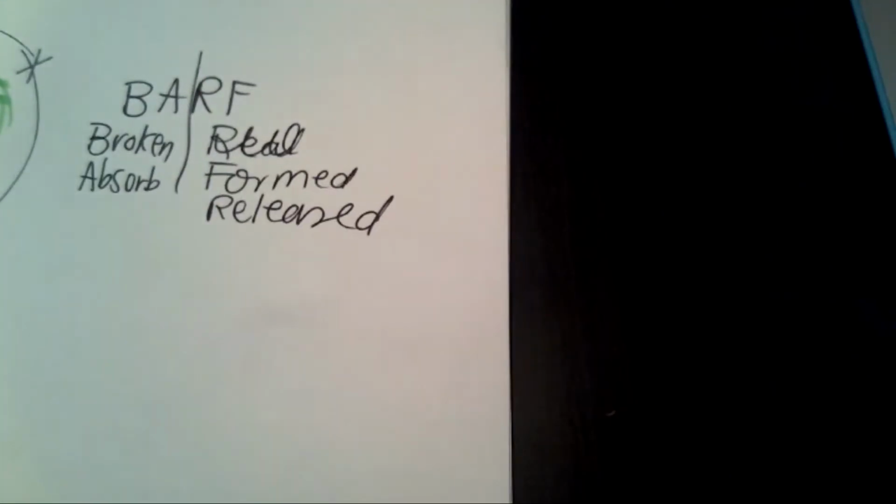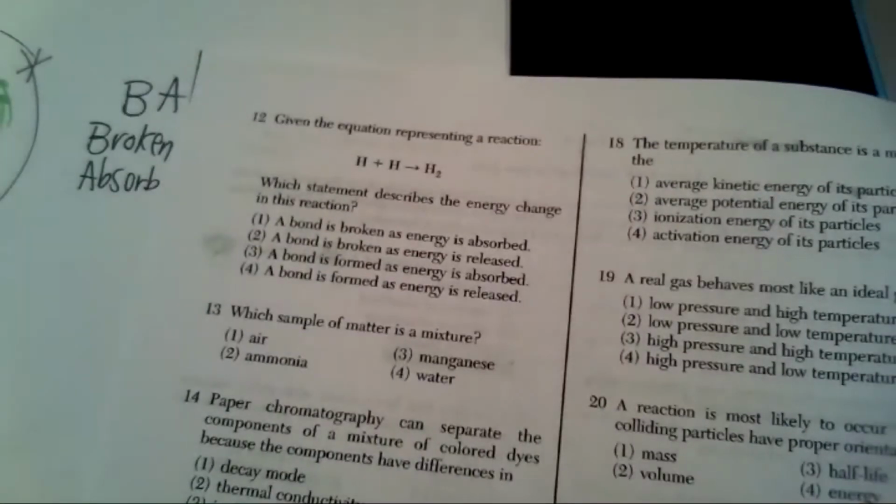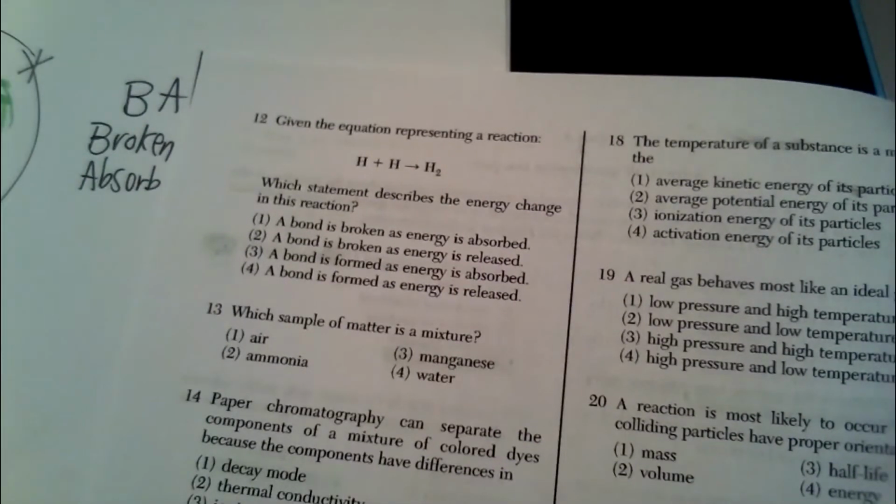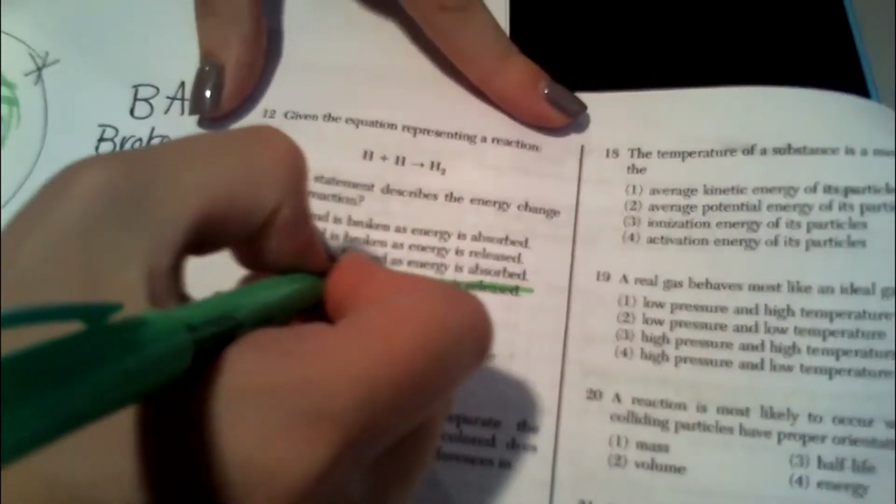BARF. When bonds are broken, energy is absorbed. When bonds are formed, energy is released. So that's basically question 12. Here we have two hydrogens coming together. They are forming a bond. If we are forming a bond, energy must be released. So that is going to give us choice 4.